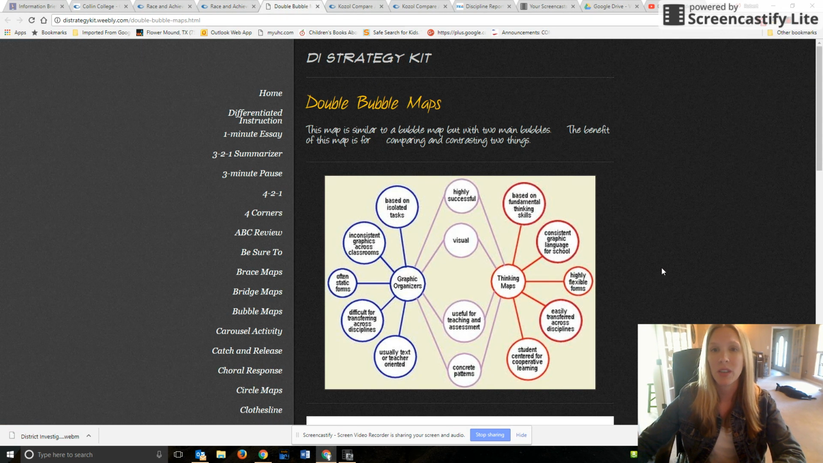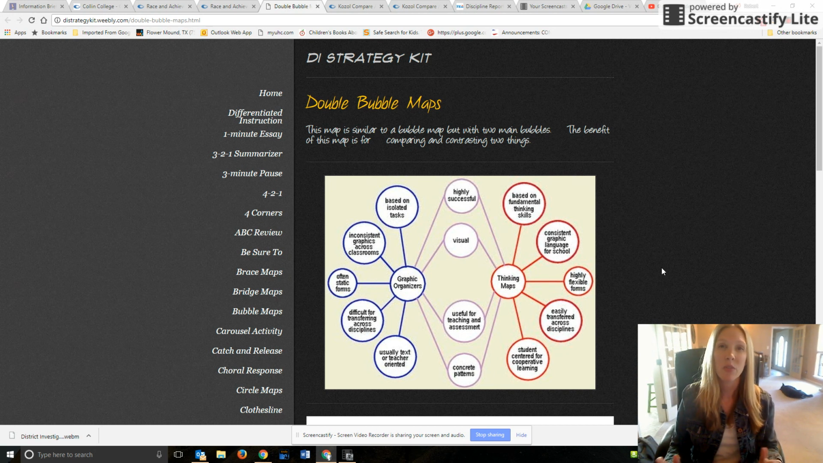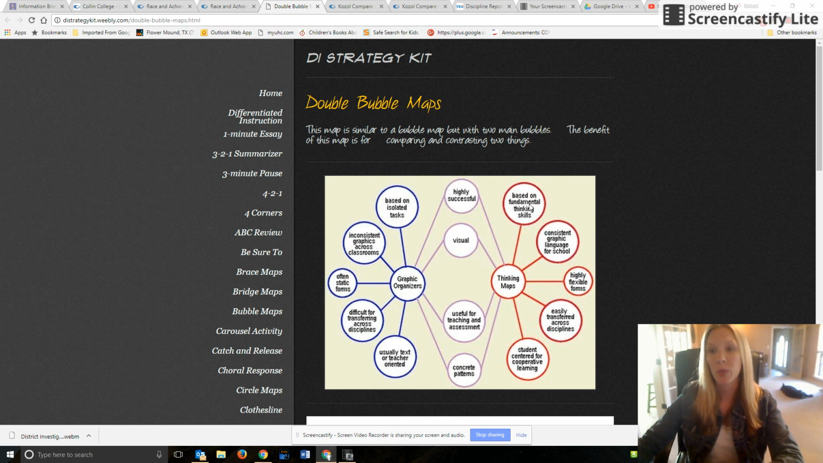And so the double bubble is kind of like a Venn diagram. I'm sure you've done a million of those over your lifetime in school, where you've got one topic, another topic. You're giving examples here and examples there, and then the similarities go in the middle. Well, double bubbles are on that same premise, but the thinking is elevated a bit. The reason is that the attributes on the differences need to correlate. So if you look at the example here, the difference between a graphic organizer and a thinking map is that thinking maps are based on a fundamental thinking skill, whereas a graphic organizer is based on an isolated task.